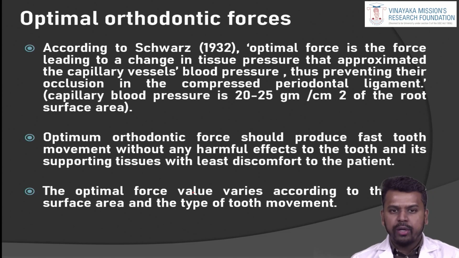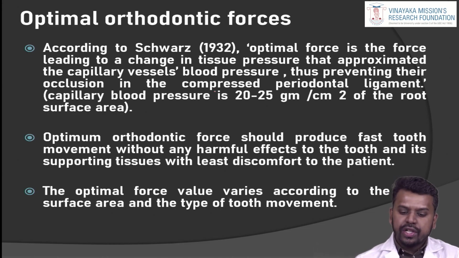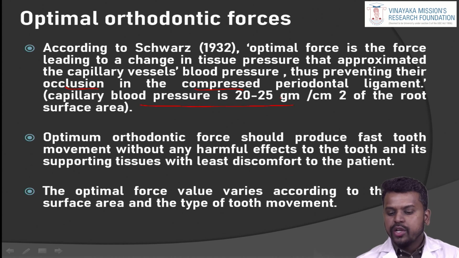This is known as the optimum level of tooth movement. The optimum force is the force leading to a change in tissue pressure that approximates the capillary vessels' blood pressure, thus preventing their occlusion in the compressed periodontal ligament. The compression or occlusion should not happen for optimum tooth movement to occur. The capillary pressure is 20 to 25 gram per centimeter square of the root surface area.